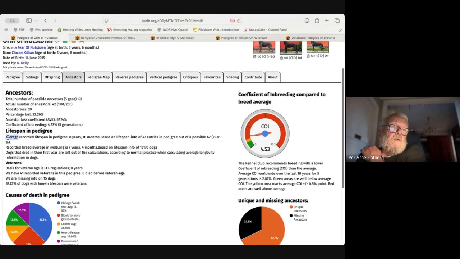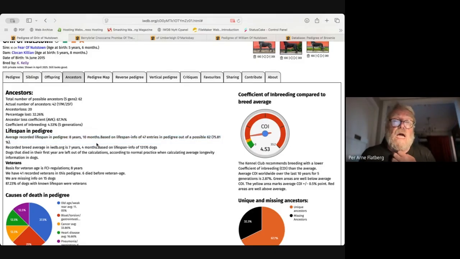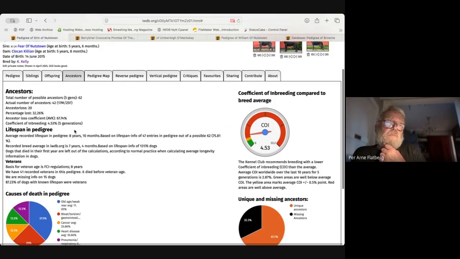I can see that the average recorded lifespan in his pedigree is 8 years and 10 months. And that's based on 47 out of 62, that's 3 in 4 of the dogs in his 5-generation pedigree. And as the breed average is 7 years and 4 months, that's actually 18 months more than the breed average, which is quite significantly more. And I would expect that the potential for longevity in his offspring is certainly large.